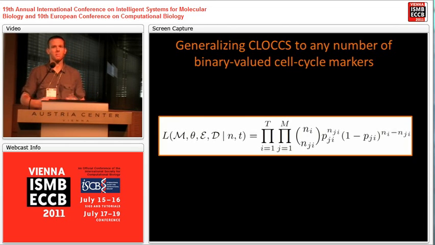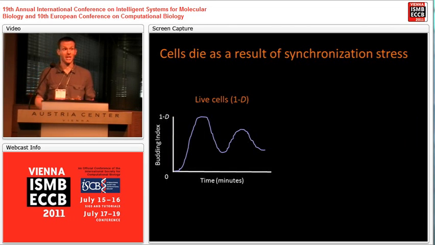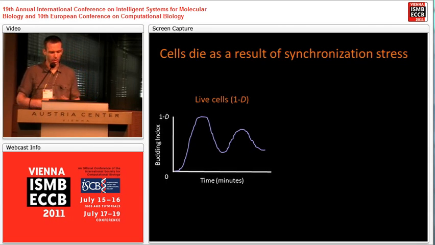So I've already described to you a little of our work in making the estimates from CLOCCS a little more precise by incorporating more markers. But there's something else that we can do to do better, and that is we can take into account that certain subpopulations of cells arise over the course of an experiment, and actually, if not properly accounted for, will lead to underestimation of our p sub j sub i. The first of these are dead cells. We put the cells under a lot of strain when we synchronize them, and so dead cells can arise.